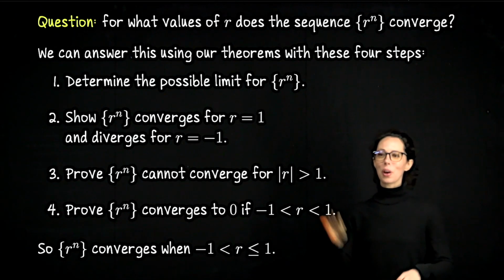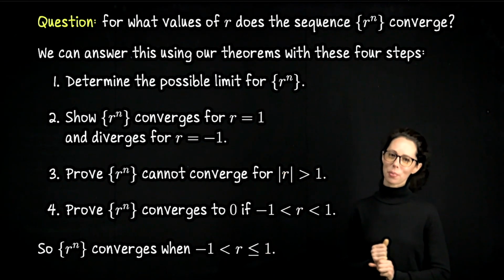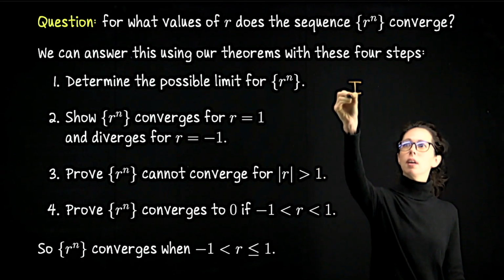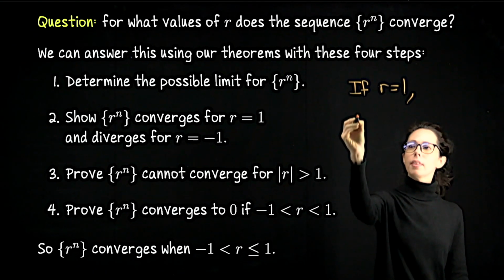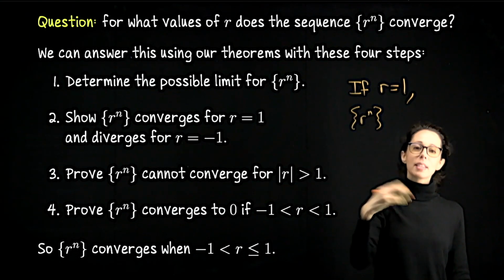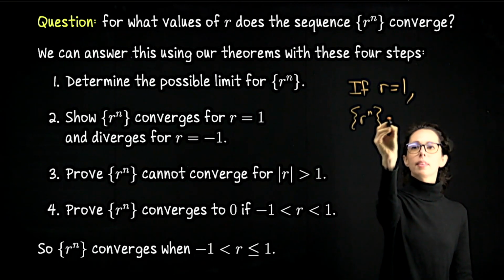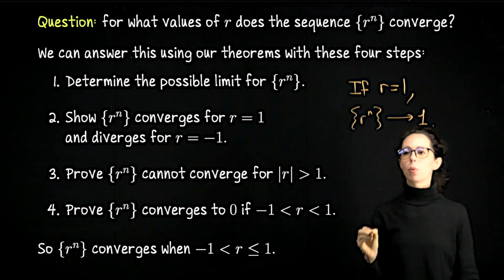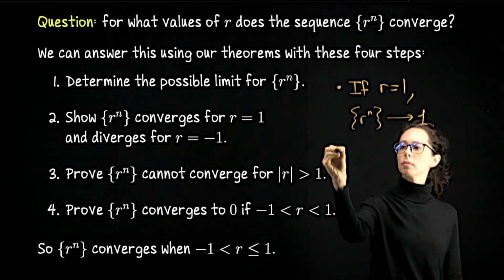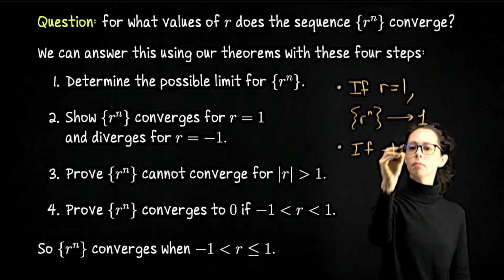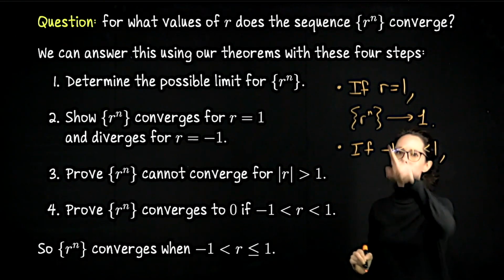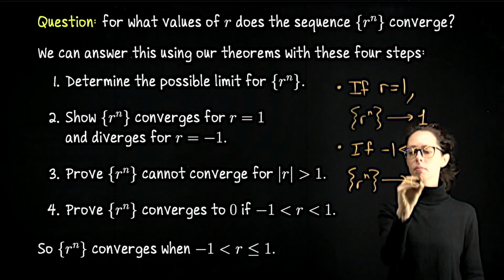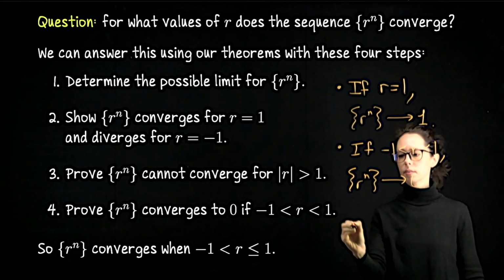Okay, now that we worked through all these steps where I was trying to use the theorems that we've seen as much as possible, let's summarize the result that we found. If r equals 1, then the sequence r to the n is the constant sequence of all 1s. This converges to the number 1. If r is between -1 and 1, then this sequence converges to 0. Otherwise, it diverges.